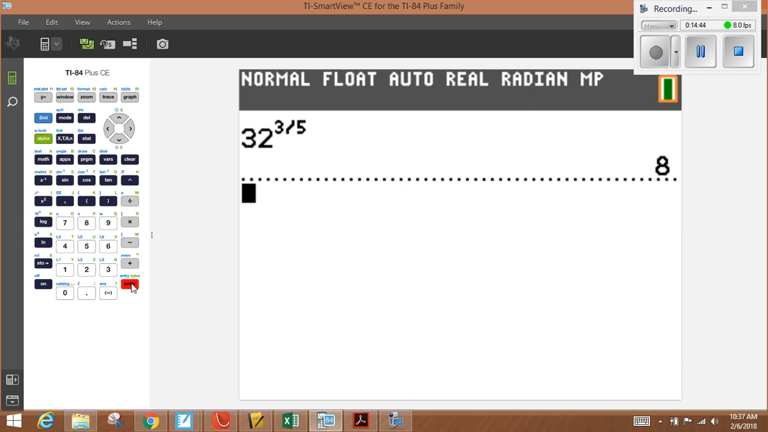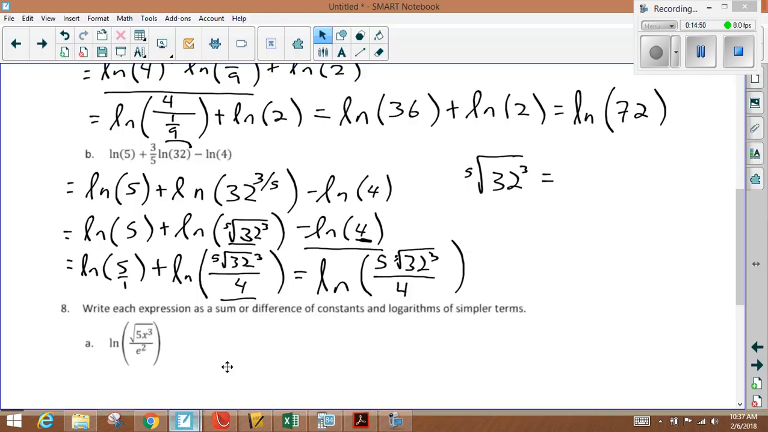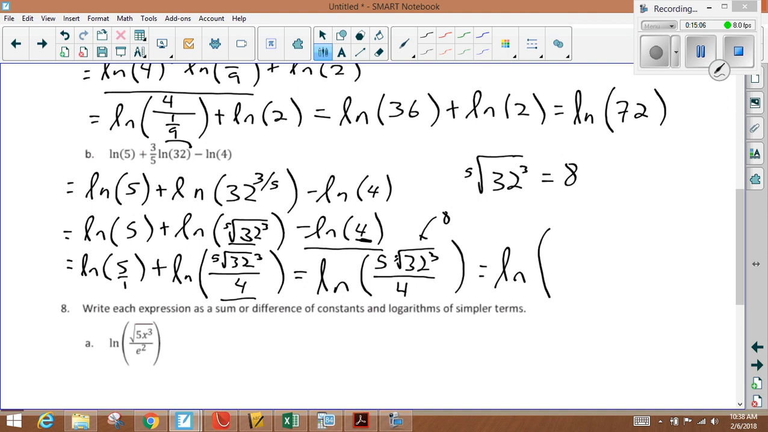So, all right. We can simplify this further, because we've determined that this right here is 8. So then this becomes natural log of 5 times 8. Would have been easier if I had done that in the first place. Would have been less writing. 5 times 8, 40 over 4, which becomes natural log of 10. That's a much nicer answer. I like that much more.